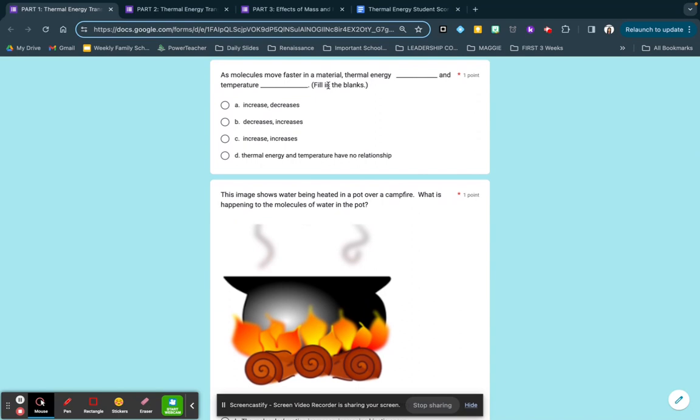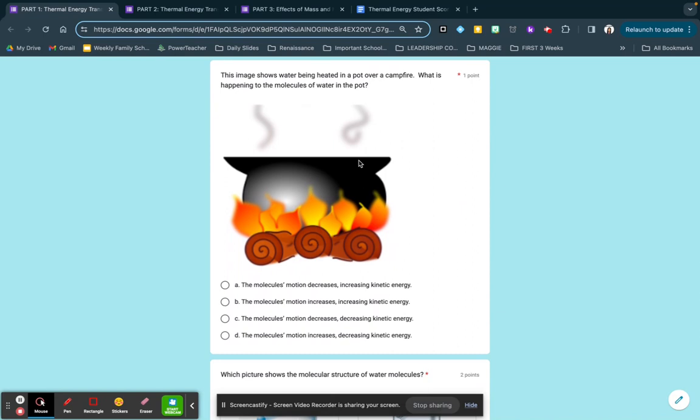As molecules move faster in a material, so the molecules start moving fast, fast, fast, thermal energy does what? And what does temperature do? Okay, so the molecules are moving faster. Does the thermal energy increase and the temperature decrease? Does the thermal energy decrease and temperature increase? Does that mean that the thermal energy increases and the temperature increases? Or thermal energy and temperature have no relationship whatsoever?